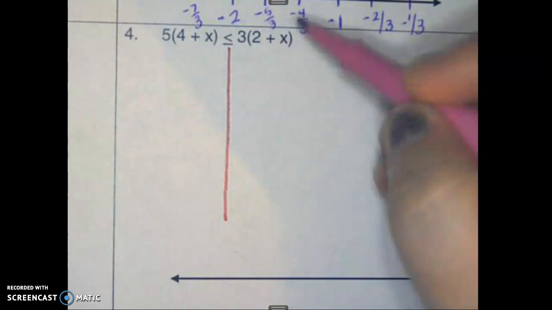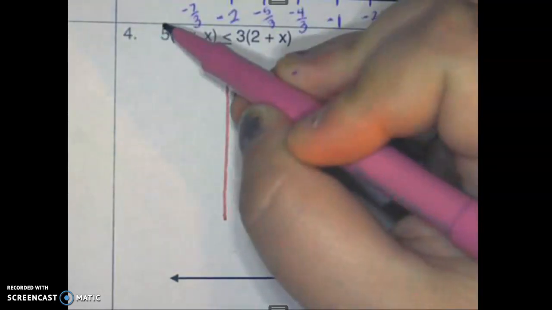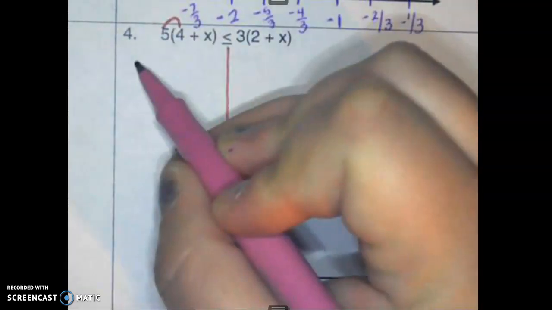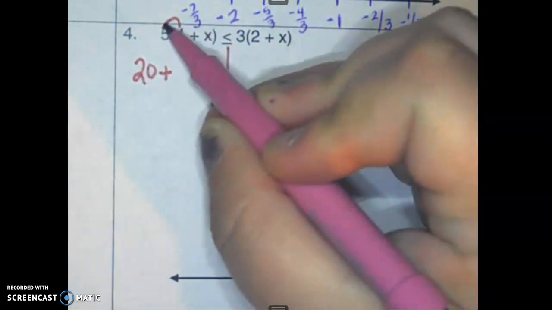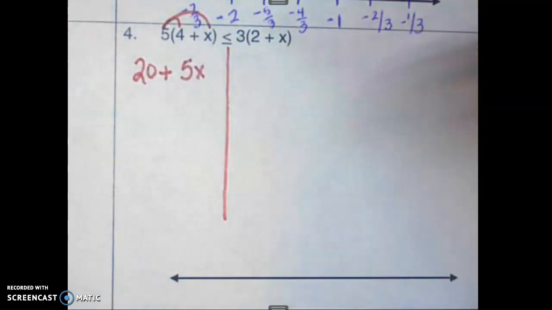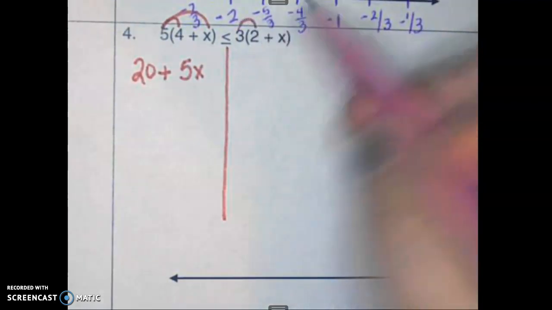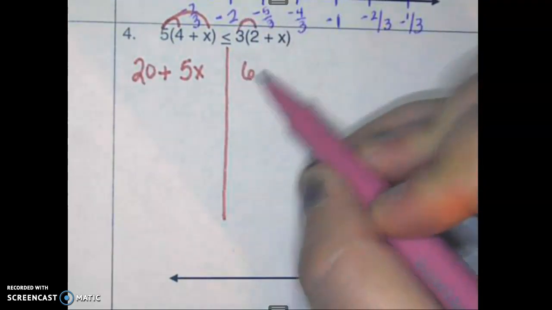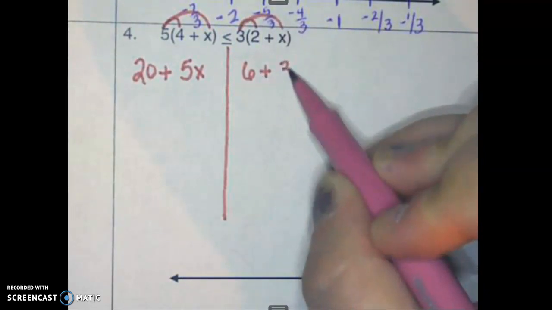Ooh, we've got lots of distributing, right? So let's get working on it. 5 times 4 is 20, plus my 5 times x. Three times 2 is 6, plus my 3 times x, 3x.